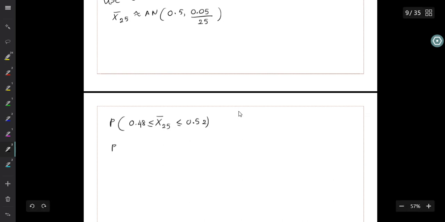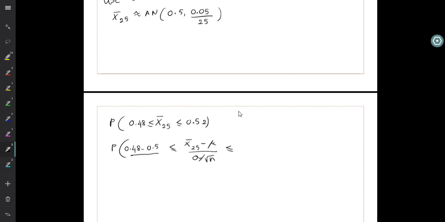Okay, now let's standardize this one. So we have x bar 25, subtract the mean, divide by the standard deviation. We do the same for the values. We know the mean is 0.5, and then we have sigma over square root of n, which is 0.05 over 25, the whole thing square root. And you do the same for the other side, 0.52 minus 0.5 divided by the standard deviation.